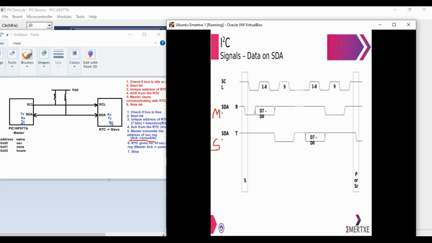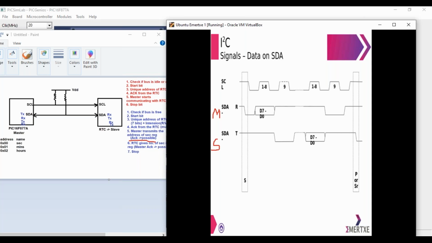Okay. But when you see the communication between the master and the slave, do you see two different data lines to the master and to the slave? Come on, are there two different data lines for the transmitter and the receiver? No, there is only one data line. At the high pulse, data gets transmitted. At the low pulse, data gets received.